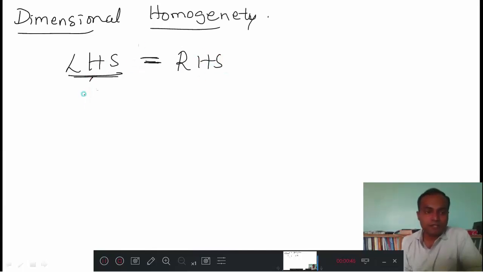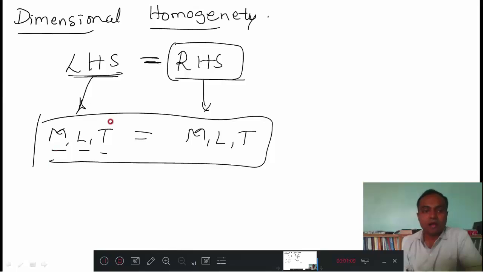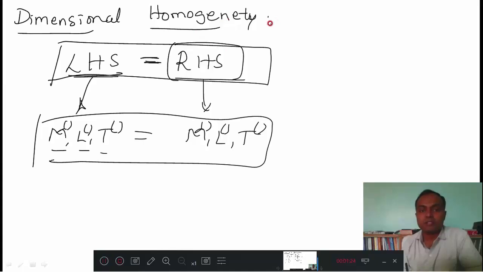Okay, if I write the dimensions of the LHS in terms of M, L and T, and in the same way, whatever parameters are there in the right hand side, if I express all of them in terms of M, L and T, then they must be equal. Or I can say that the powers of this M and this M must be the same. The powers of this L and this L must be the same. The powers of this T and this T must be the same. Then I can say that the given equation is dimensionally homogeneous. Okay, the simple thing.